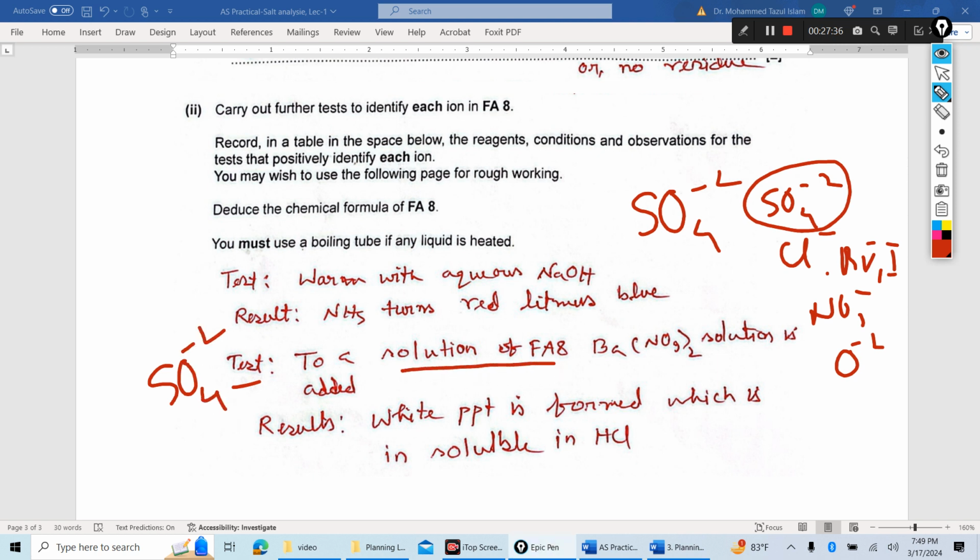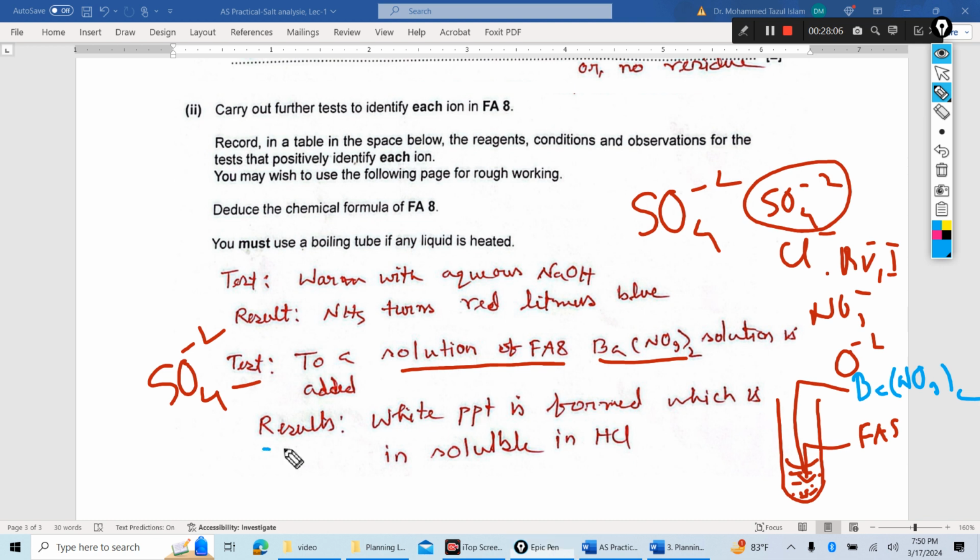To a solution of Fa8, you will take a small amount of Fa8 solid, as it is solid. Then you add a small amount of water. You will prepare Fa8 solution. Then you add barium nitrate solution, and you would see a white precipitate is formed, which is insoluble in hydrochloric acid. This is the barium sulfate white precipitate.